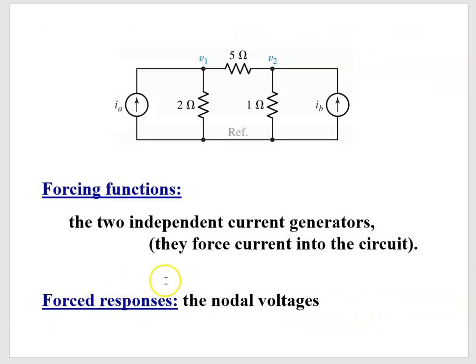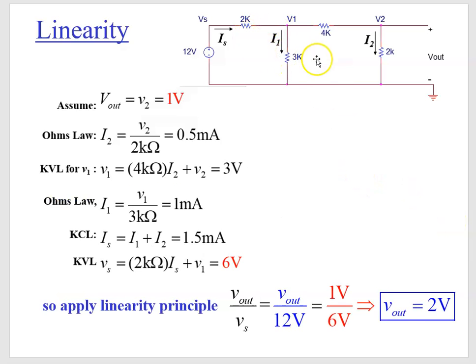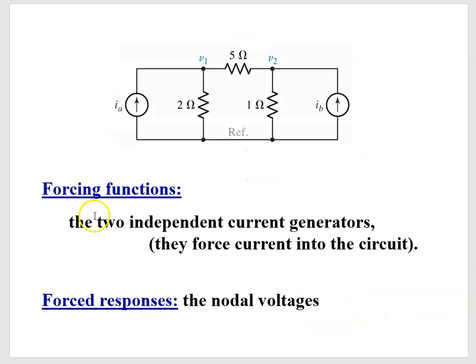A couple of definitions that we'll be using throughout. Forcing functions: in this case, we have two independent current generators. They force current into the circuit. So a forcing function could be a current source or a voltage source, independent current source or independent voltage source. And the forced responses that we're looking at, in this case, were nodal voltages, but we also looked at forced responses of currents in this circuit. So our responses are the currents and the voltages that are produced by the power being supplied by our forcing functions.